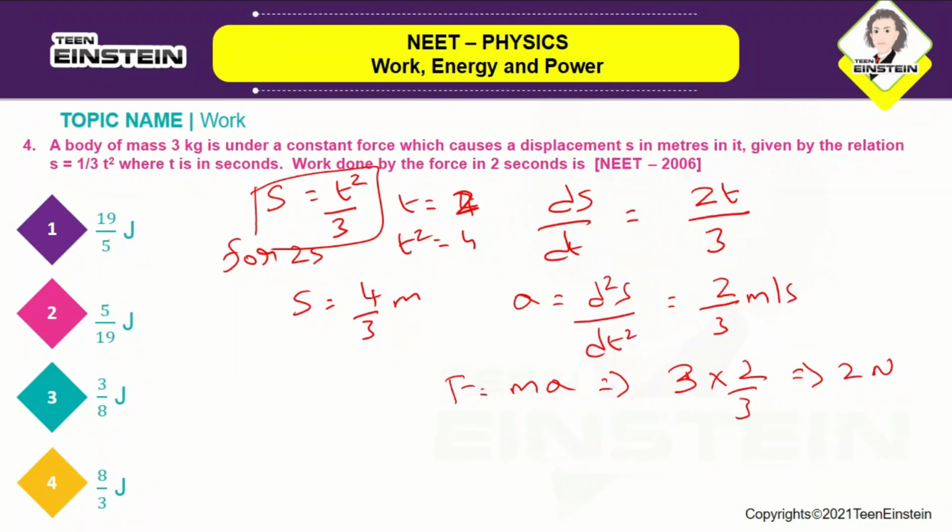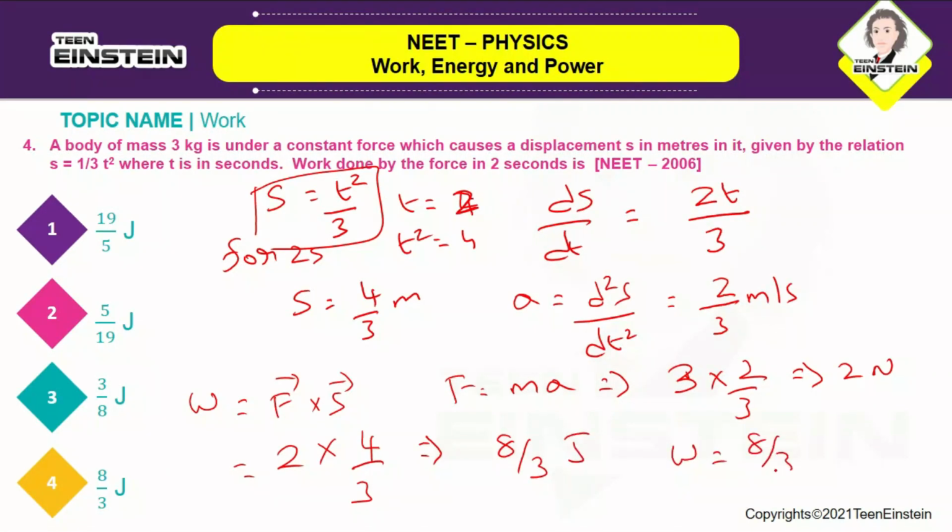So the constant force which is acting on the body. Now you have to calculate the work done. So you know it's a very simple formula. W is equal to F into S. So you will be getting F into S, and here you know the value of F, it is 2 into, and your S value is 4 by 3. Okay, so you will be getting it as 8 by 3 joule. So the work done is 8 by 3 joule.